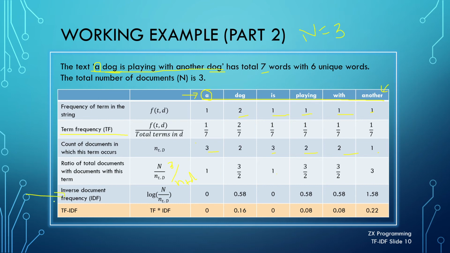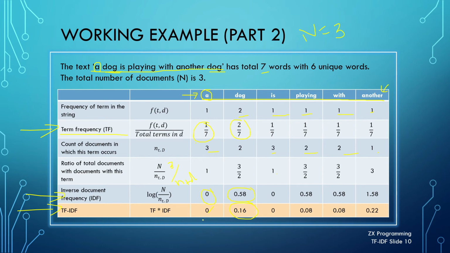Now remember, this is our IDF value. This is our TF value. We basically multiply these together to get our final TF-IDF value. So 1 by 7 multiplied by 0 is 0. 2 by 7 multiplied by 0.58 is 0.16. Again 1 by 7 into 0 is 0. 1 by 7 times 0.58 is 0.08, and so on.